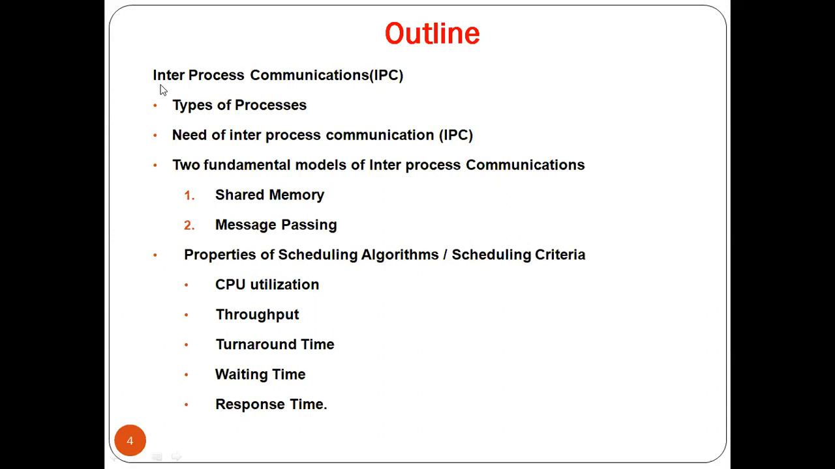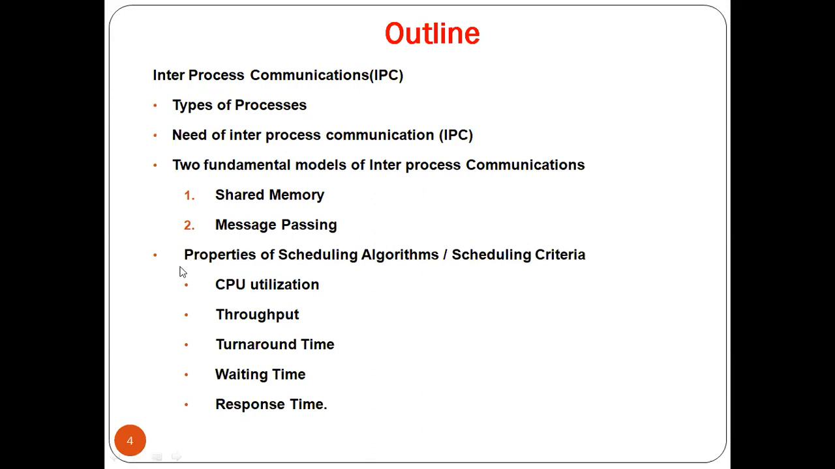First, we'll be seeing what is meant by inter-process communication, what are the types of processes available, and what is the need of inter-process communication. Next, we'll be seeing the two fundamental models of inter-process communication. The first one is the shared memory model. The second one is the message passing model.